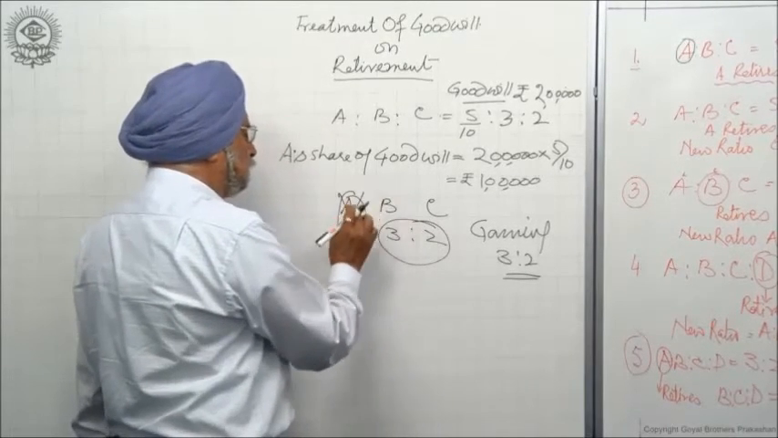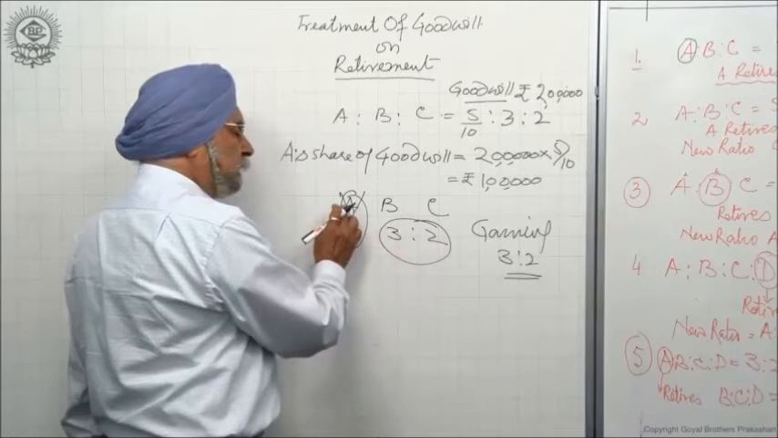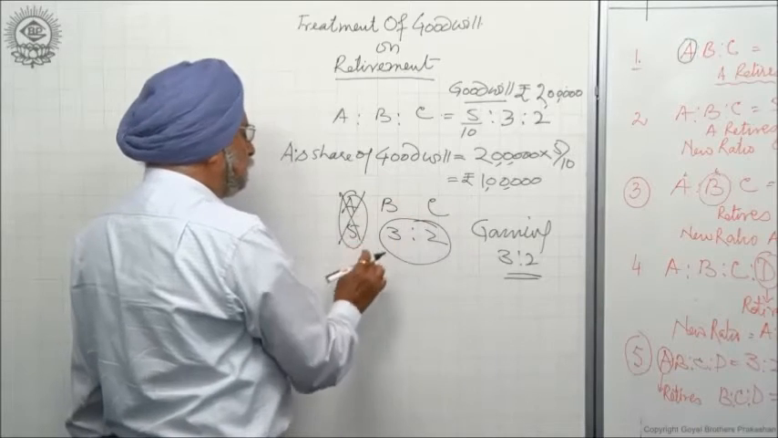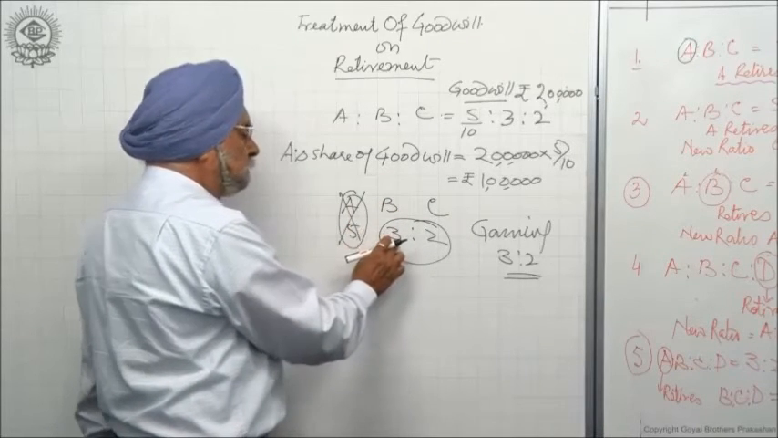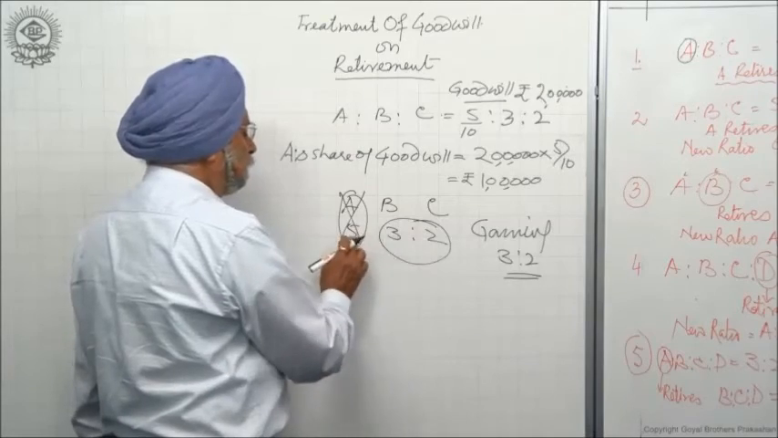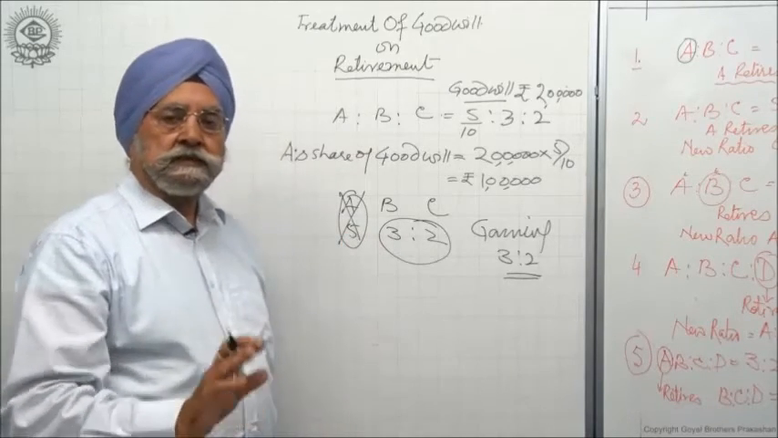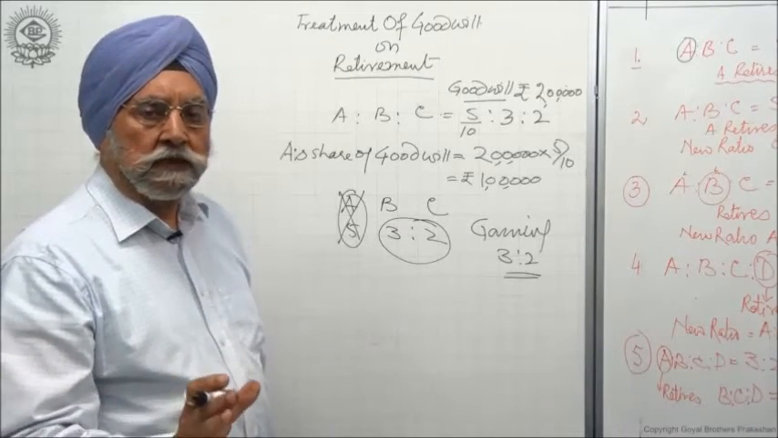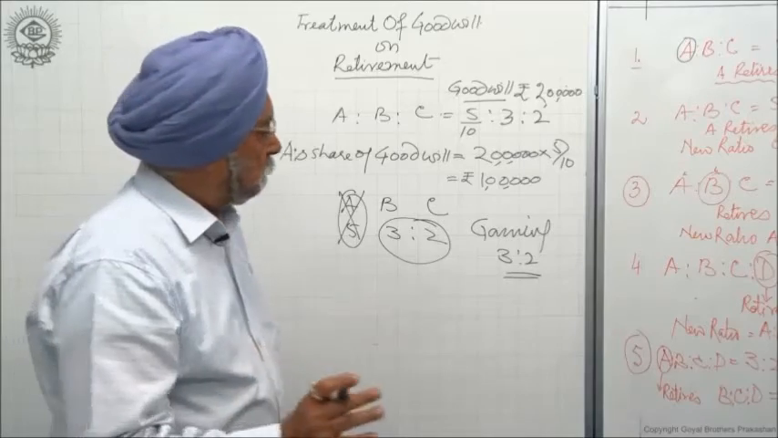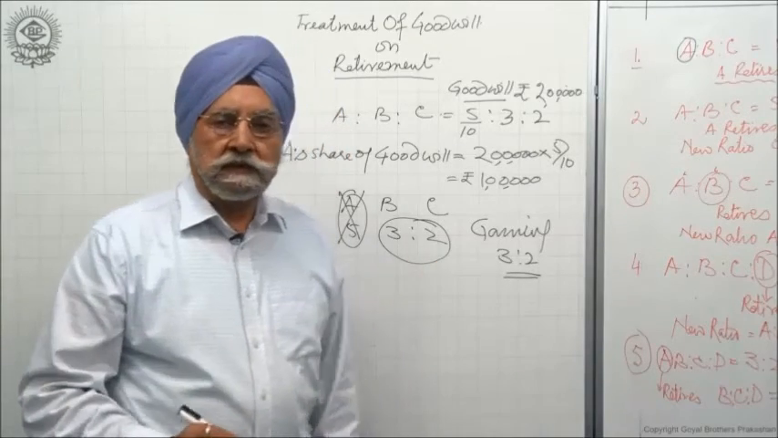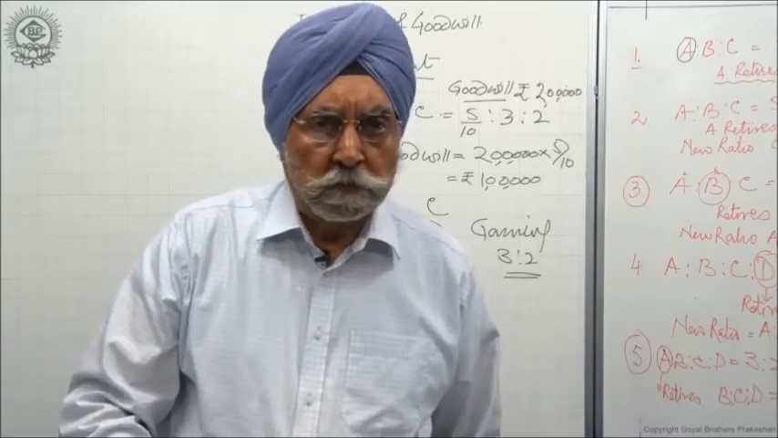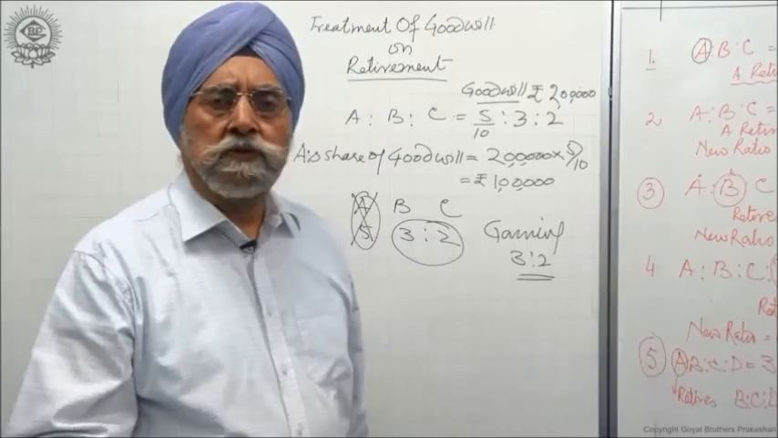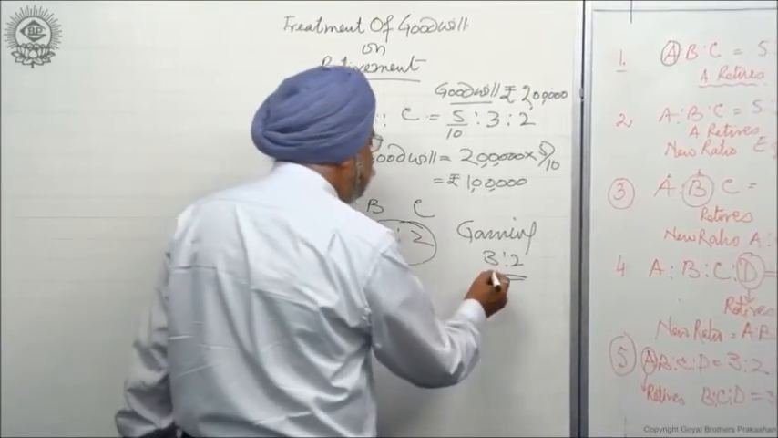If B goes, new ratio is 5:2, and the gaining ratio between A and C also will be 5:2. If C goes, new ratio between A and B is 5:3, and the gaining ratio also will be 5:3. This is the simplest case and it should be practiced like this. You need not calculate the gaining ratio by deducting the old ratio out of the new ratio in this case. So, the gaining ratio is this.